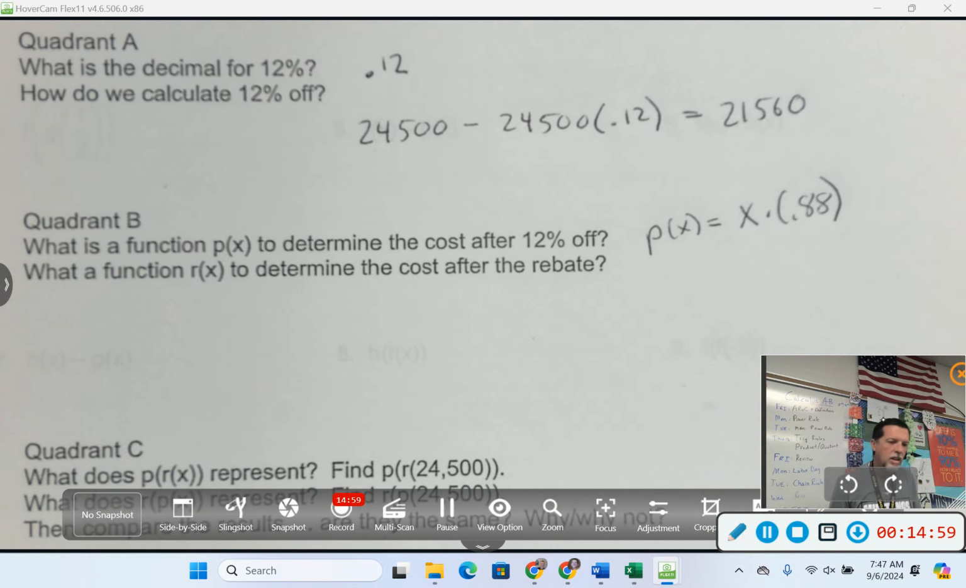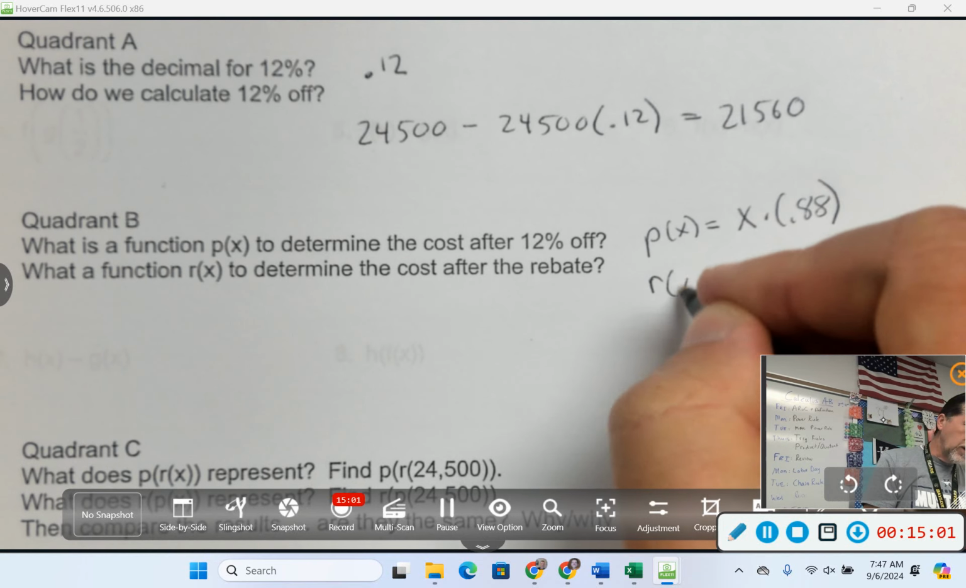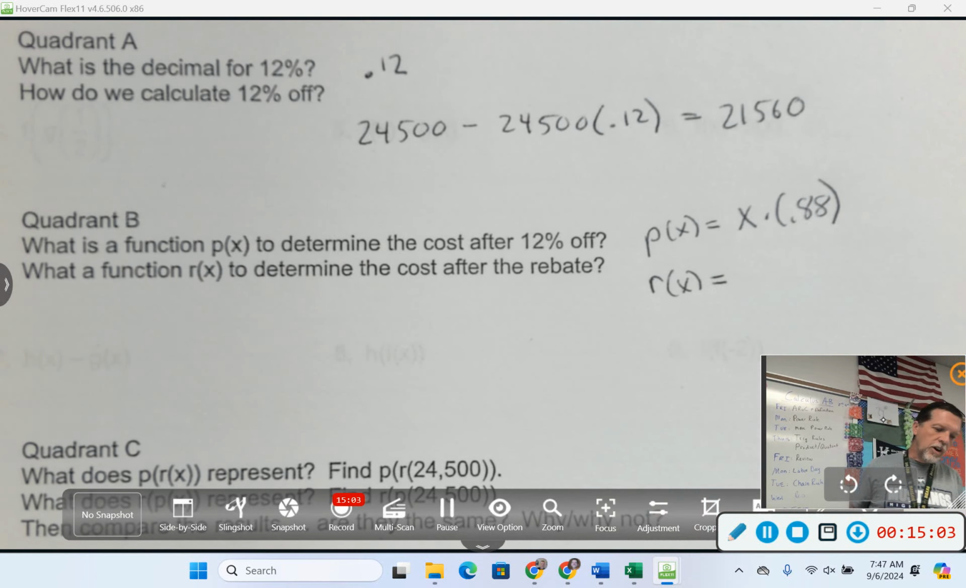Maybe it's easier once we do r as well. R tells you the new cost after the rebate. So we've defined the percent. Is that from the original price? From the original price, 12%.